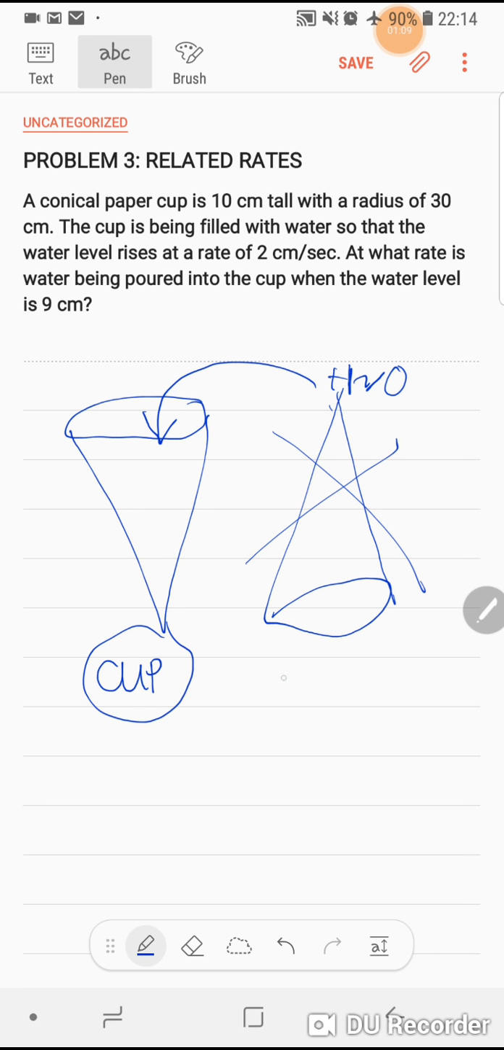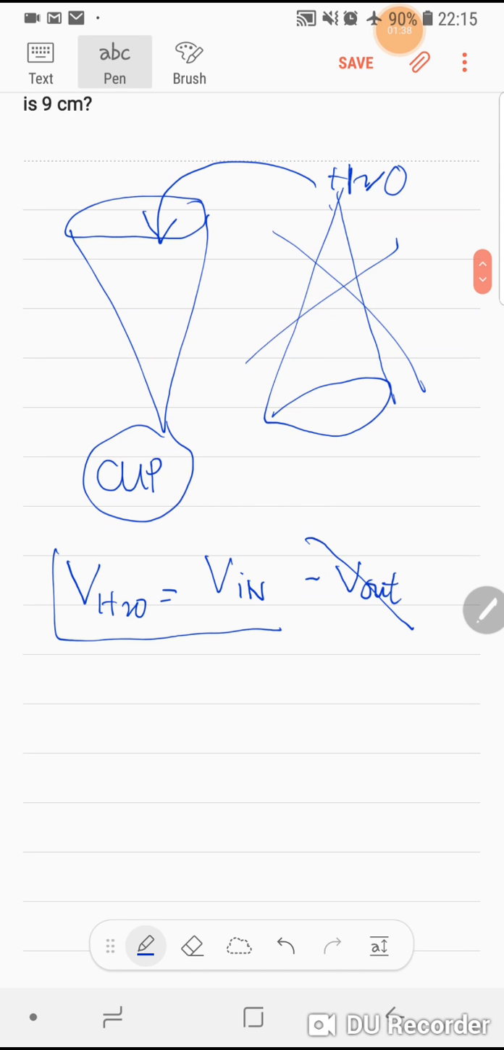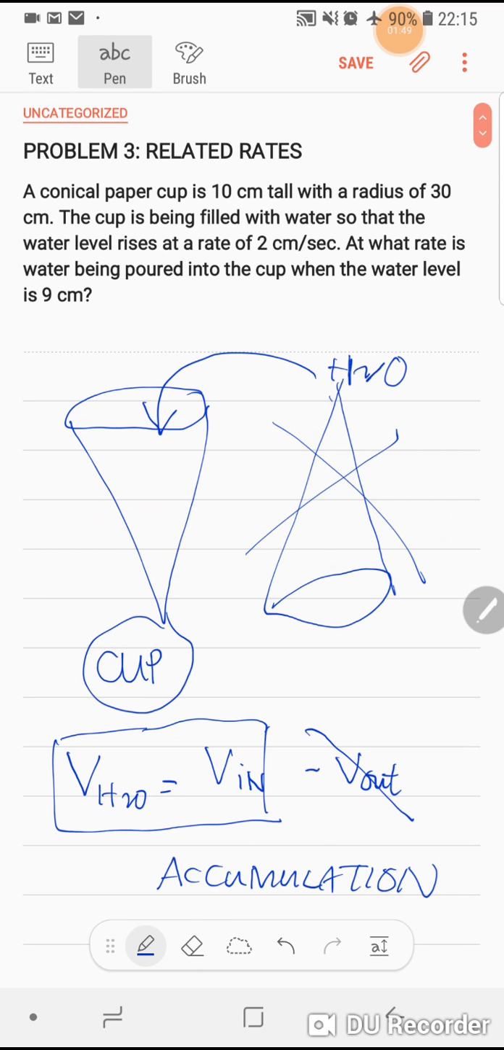So we know that if we do a material balance, the volume of the water would be equivalent to the volume in minus the volume out. But in this problem, there isn't any provision that water is actually leaking out of the cone, so this would be equal to 0. If these two things are equal to each other, we can safely assume that there is accumulation that happens in this paper cup.